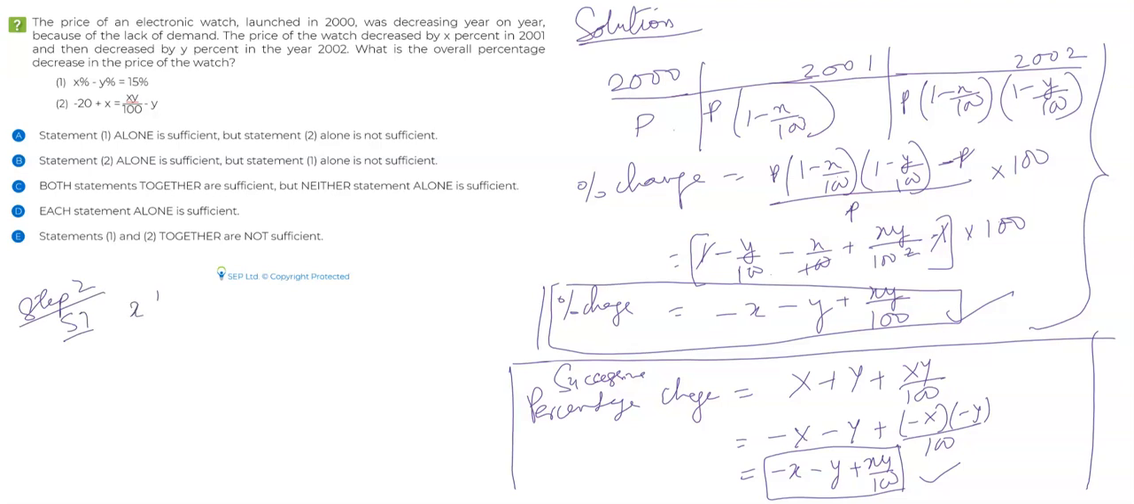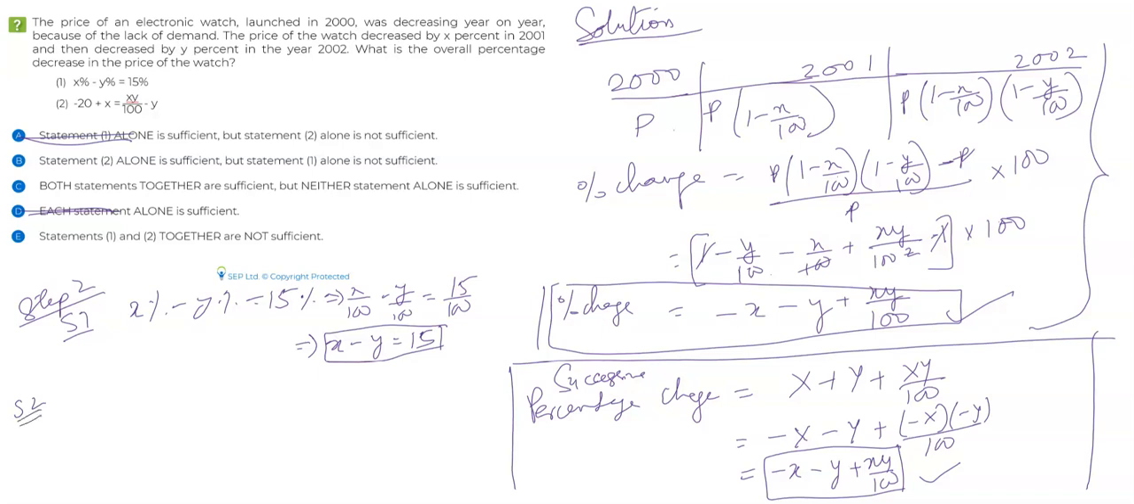Statement 1 is that X% minus Y% is equal to 15%, right? Which is nothing but X by 100 minus Y by 100 is equal to 15 by 100, which gives us X minus Y is equal to 15. But is this helpful? Can I use this to find out the value of minus X minus Y plus X into Y by 100? No, we cannot. That's why statement 1 is not sufficient to answer the question, and we can eliminate A and D.